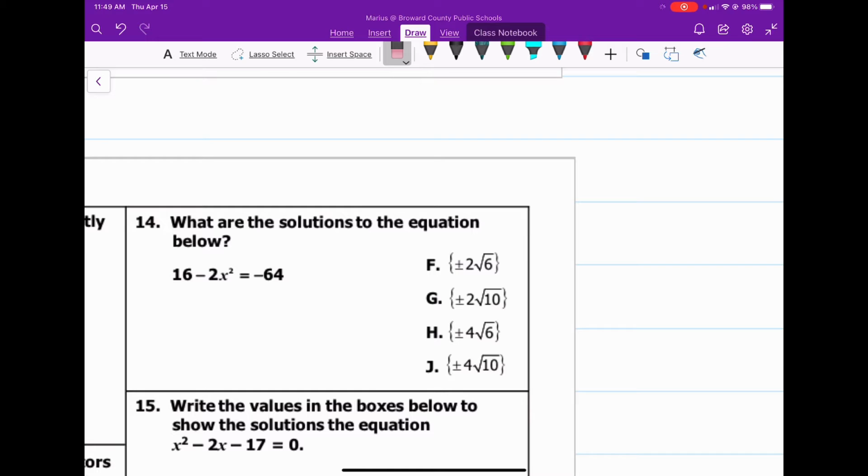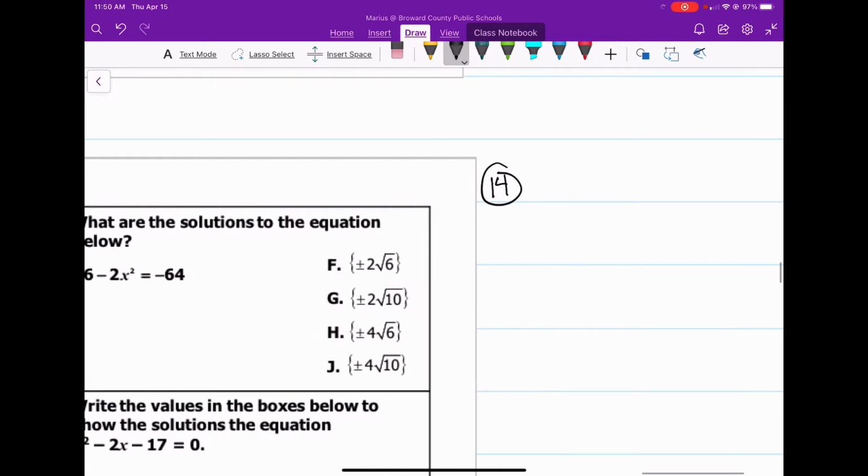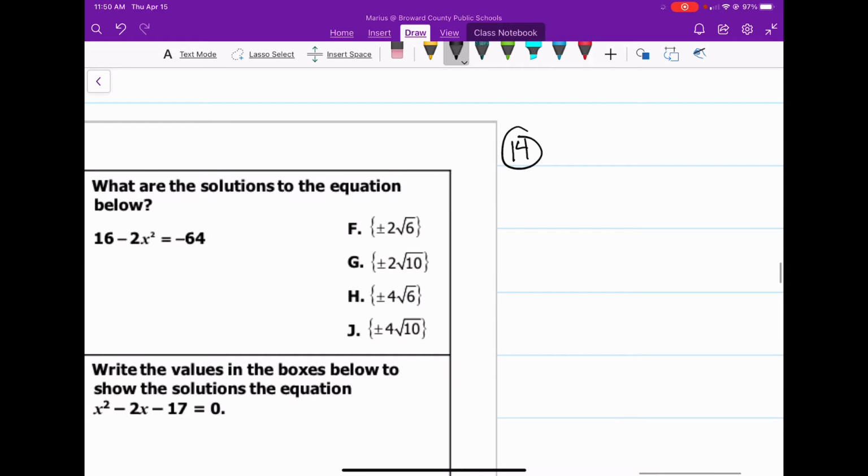There are multiple ways to attack this question, but for the sake of efficiency, instead of using the quadratic formula or factoring, we're just going to solve this using the square roots method. So this is what it's going to look like. Let me write out number 14 right over here. We have 16 minus 2x squared equals negative 64.